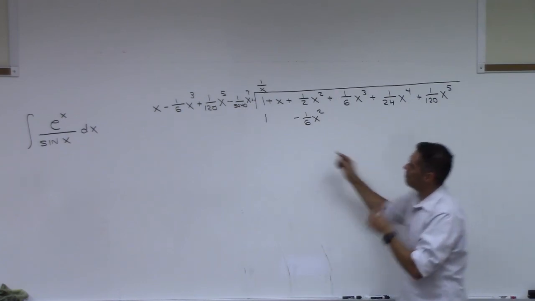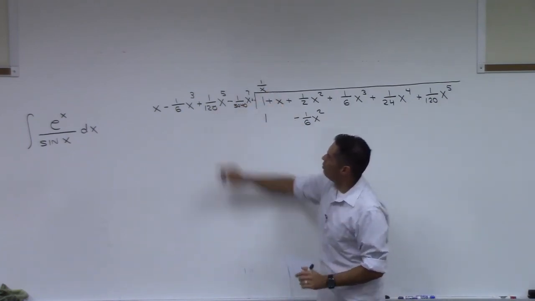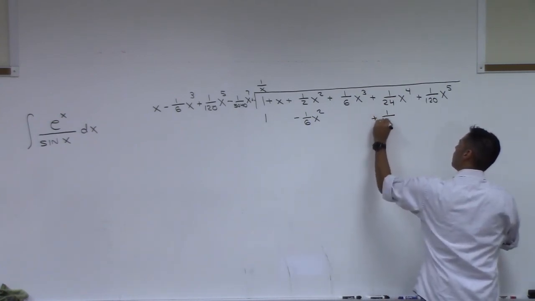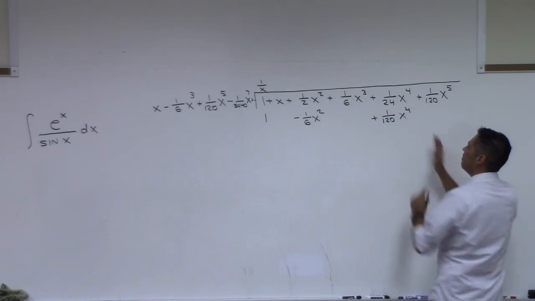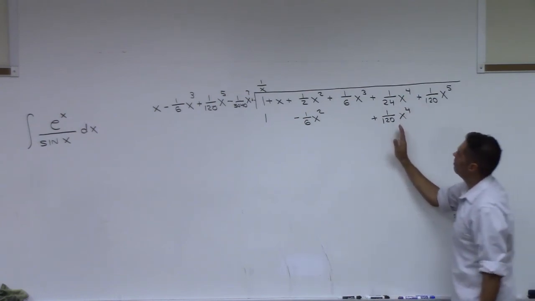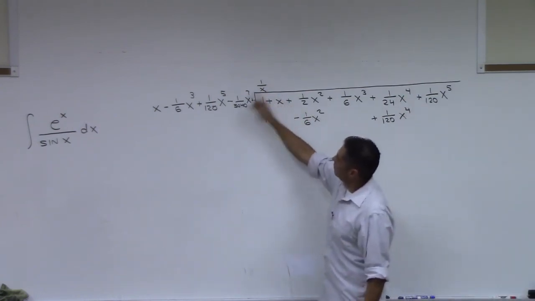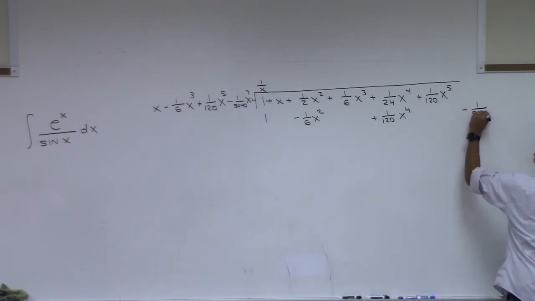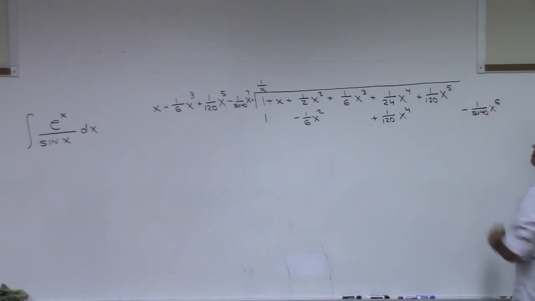What about the next term? 1 over x times that. So plus 1 over 20 x to the 4th. Put under the x to the 4th. What's the next one? Minus 1 over 5040 x to the 6th, right? Okay, I think that's good for now.